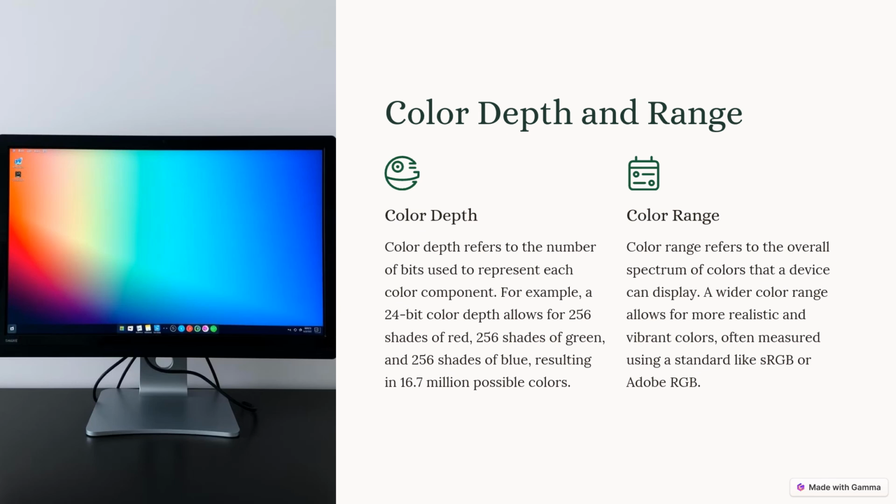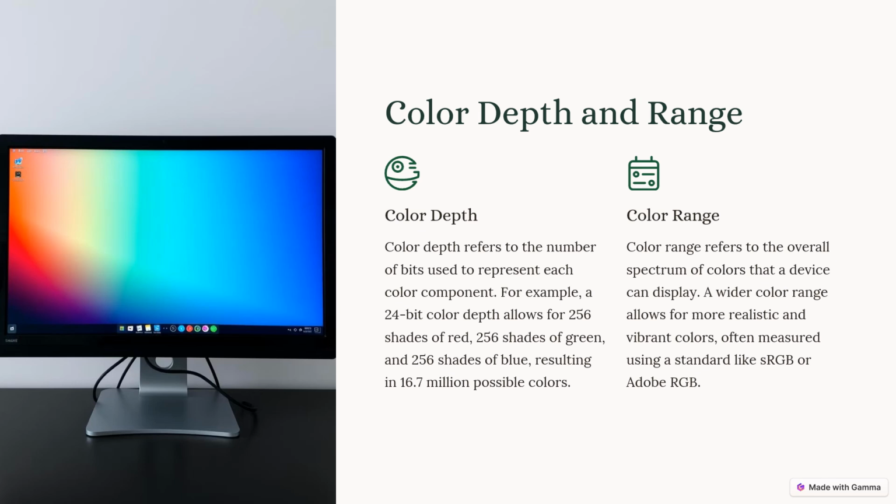Next is color depth and range. The color depth refers to the number of bits used to represent each color component. For example, a 24-bit color depth allows for 256 shades of red, 256 shades of green, and 256 shades of blue, resulting in 16.7 million possible colors.